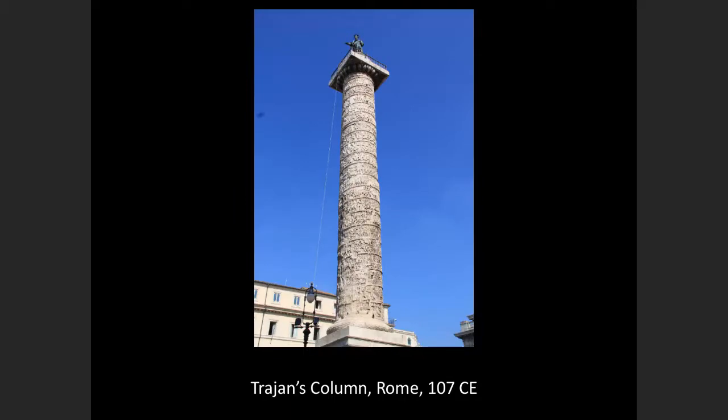Let me show you here. This is Trajan's column. This is from 107. Yeah, Trajan, Tim, not Hadrian. Close. And this was basically just a tall carved monument, meant to celebrate some of his military victories and show Romans what a great emperor he was.